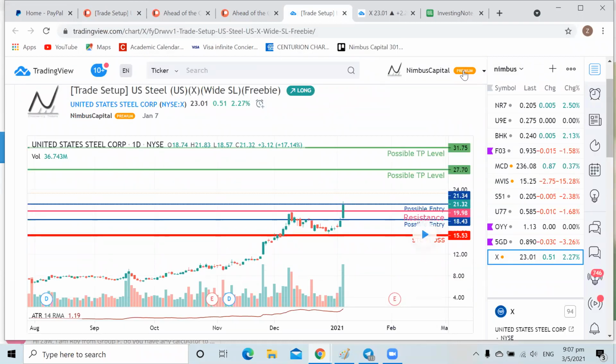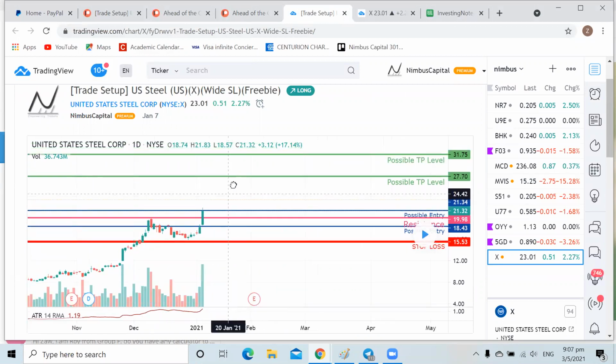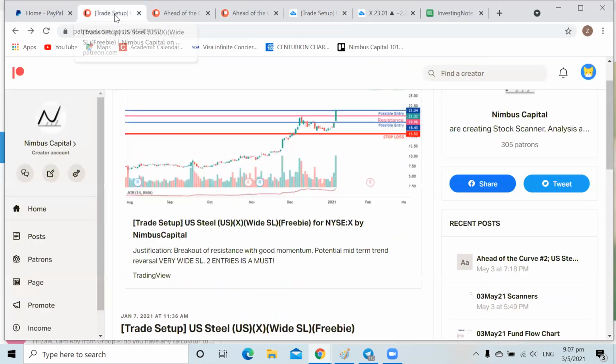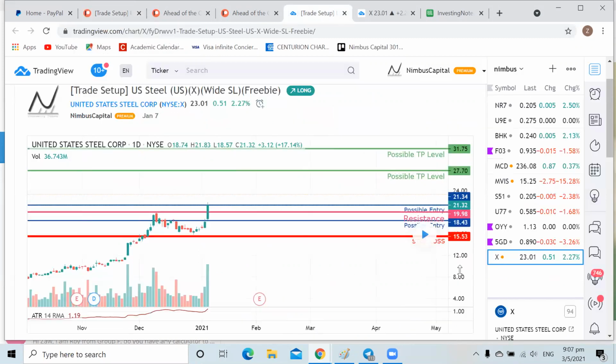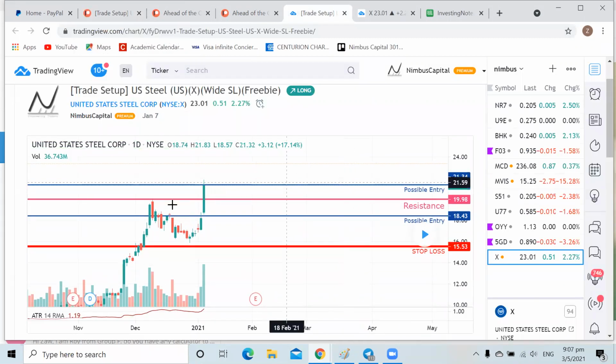Okay, so the trade setup went something like this. This is actually on the day of the trade setup itself, which is January 7th. For this trade, you will see that it's a breakout trade. There's a support somewhere around this area, about $16 US dollars. But of course, we do not want to place the stop loss right at the $16 level. We want to give it a bit of buffer. So the stop loss was around 15.5.